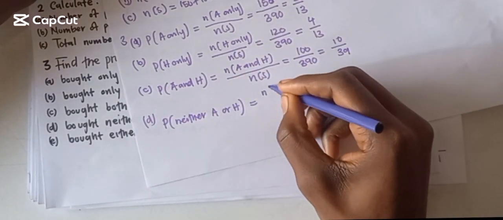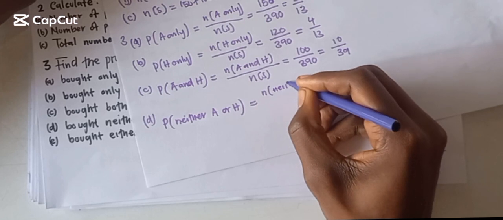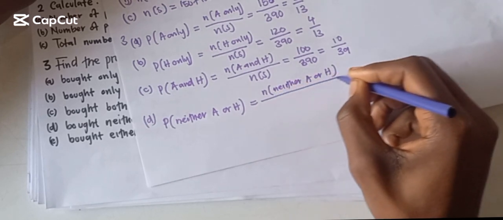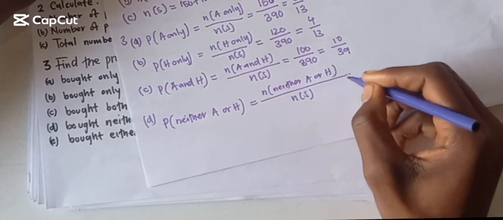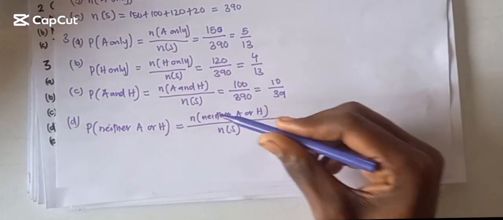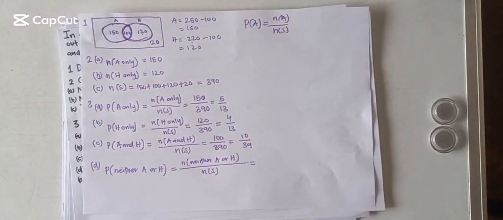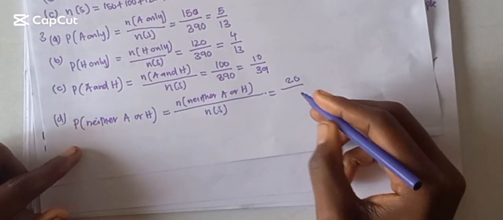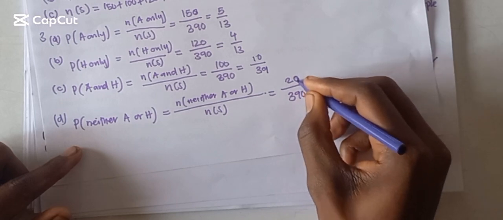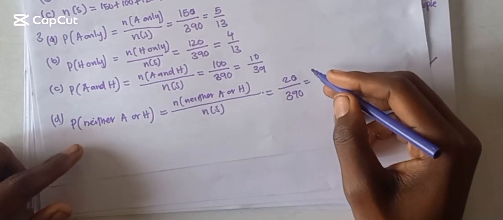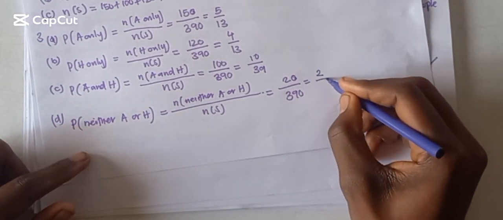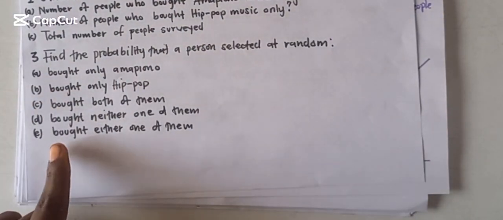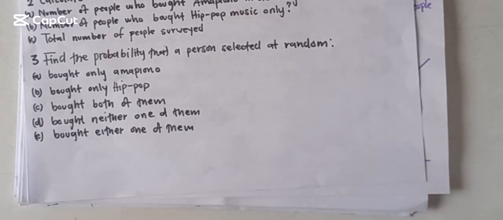So we're going to find the total number of neither A nor H, divided by the total number of the sample space. Where do we find neither? I've explained it in my previous video. It is the one that is outside, which is 20 out of 390. If you work this one out, you're going to get 2 out of 39.